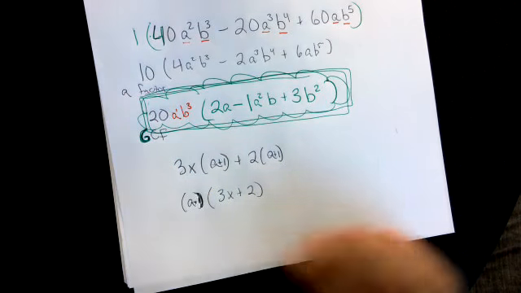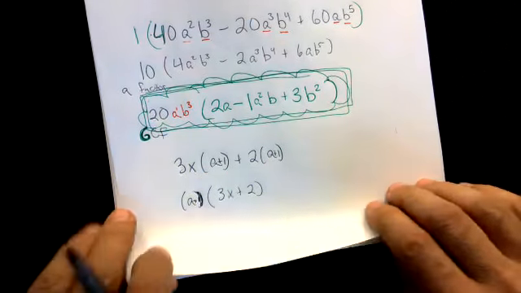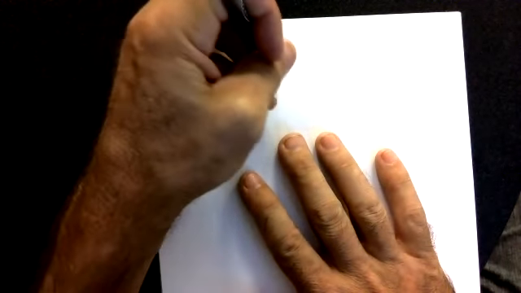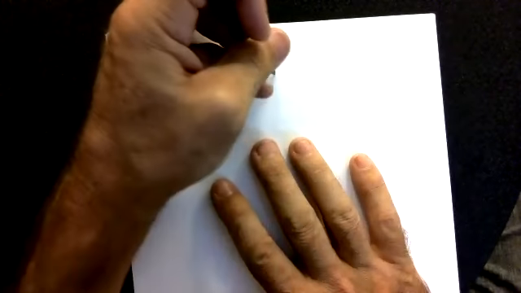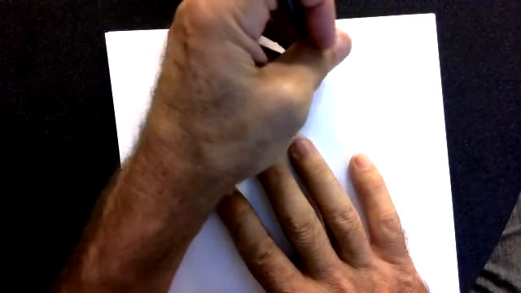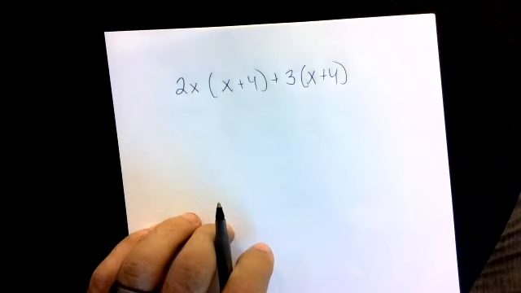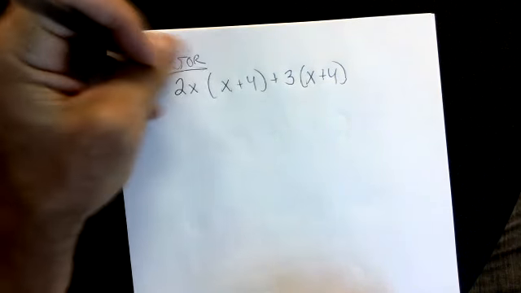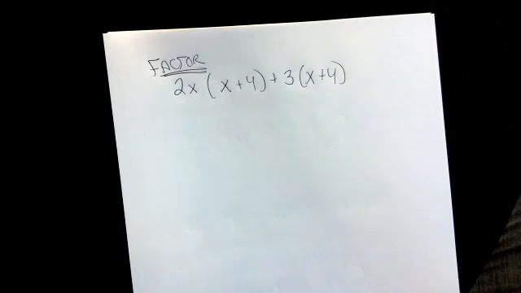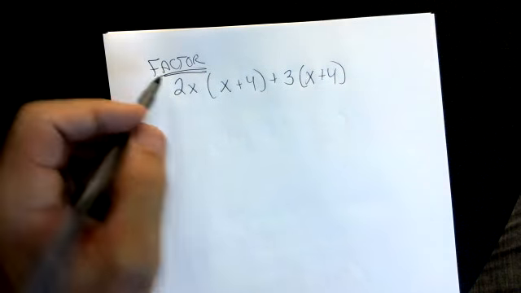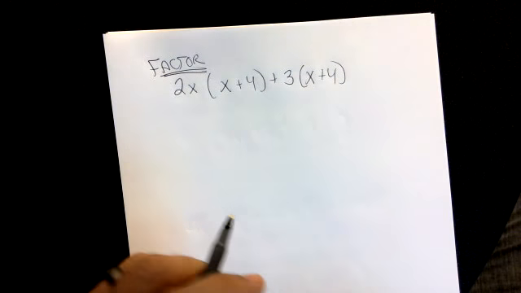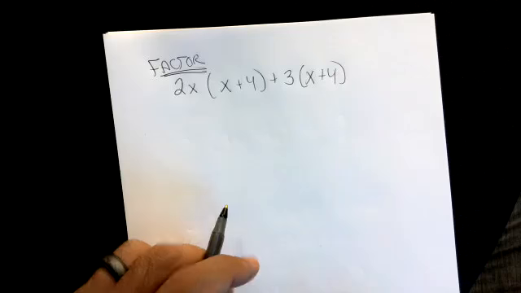Okay. So you can factor a quantity out just like you can factor out a number. So what that would look like is, say we have 2x times x plus 4 plus 3 times x plus 4. Now remember, I'm telling you to factor. Usually we're trying to combine and put stuff together. When I tell you to factor, we're trying to break stuff apart. Remember, we want to undistribute. We're breaking it apart.